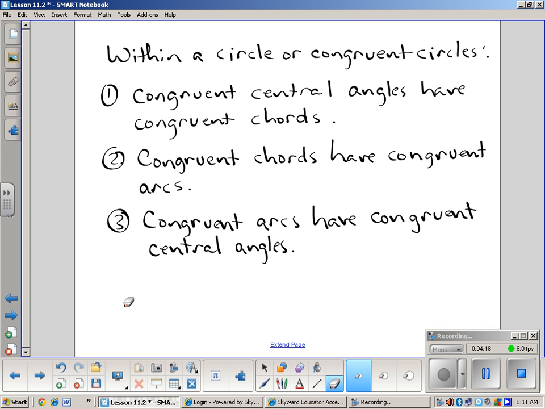Okay, so if we have congruent circles or within the same circle, then if the central angle is the same, then so are the chords and so are the arcs. They're all the same. If an arc is the same, then the central angle that created that arc and the chord would be the same. If a chord is the same in two congruent circles or within a circle, then that means the central angle and the arcs are also congruent. So you can't have one of these three without having the other two also be true.